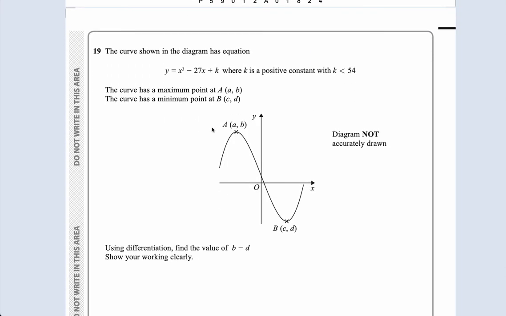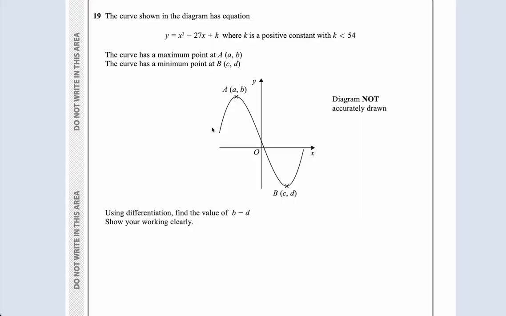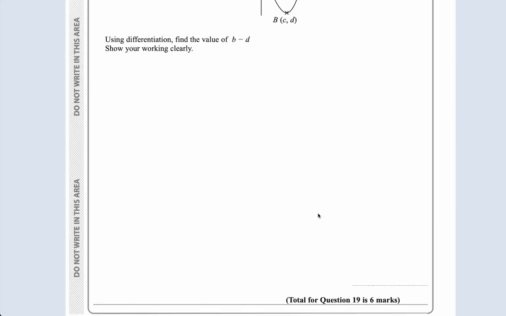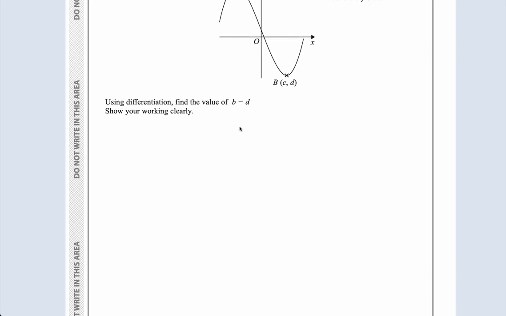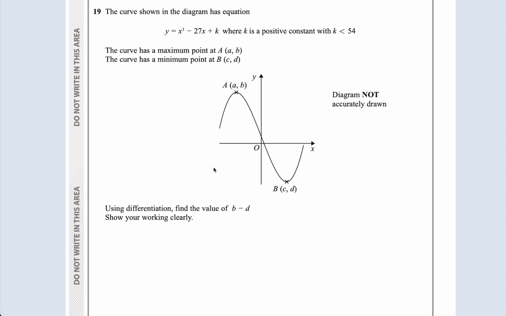Okay, nearly done. The curve shown in the diagram has this equation where k is a positive constant. Curve is a maximum here and a minimum here. Using differentiation, find the value of b minus d. So the difference between the max and the min. Right, this, guys, obviously is not an easy question and is worth 6 marks, right? So it's definitely not an easy question.